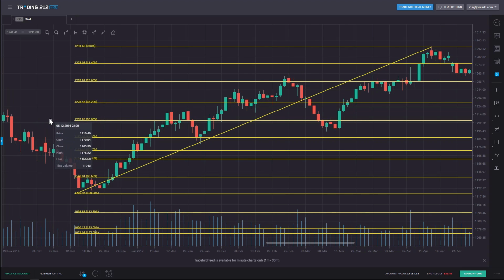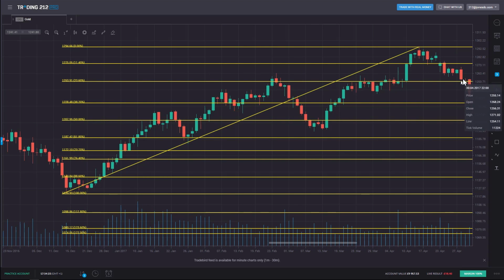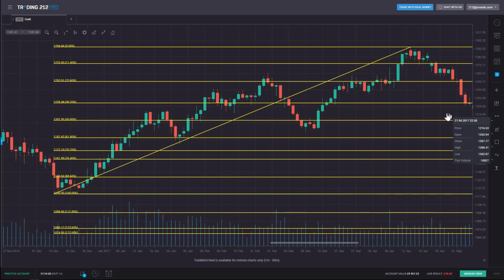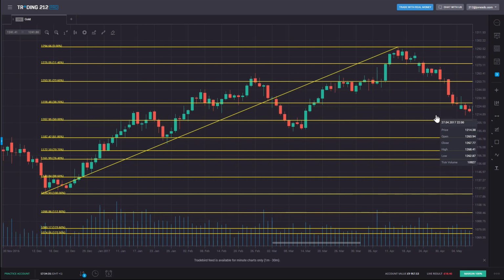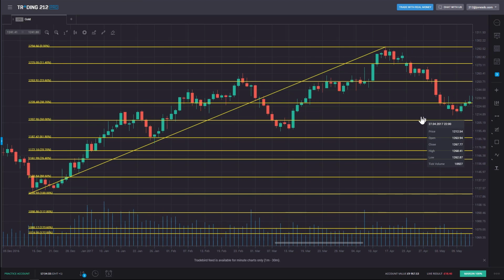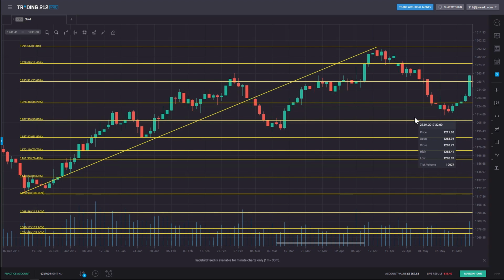The market's sliding. So it's taking out that 23.6% level. So 38.2, that's the next level to watch. It's taken that out. But so far it's holding, and once again the 50% retracement level has worked. So we took out the first two Fibonacci levels, but the market did move higher again.